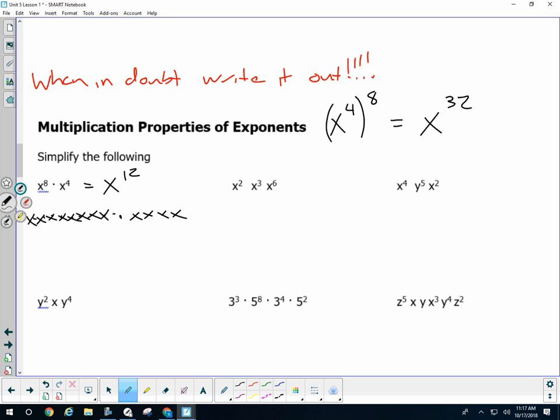Okay, so this, and this. We should be able to say 2 x's, 3 x's, 6 x's. That's 5 x's and 6 x's. That's 11 total x's that are being multiplied together. Now, what about x to the 4th, y to the 5th, x squared? 11x, or x 11.